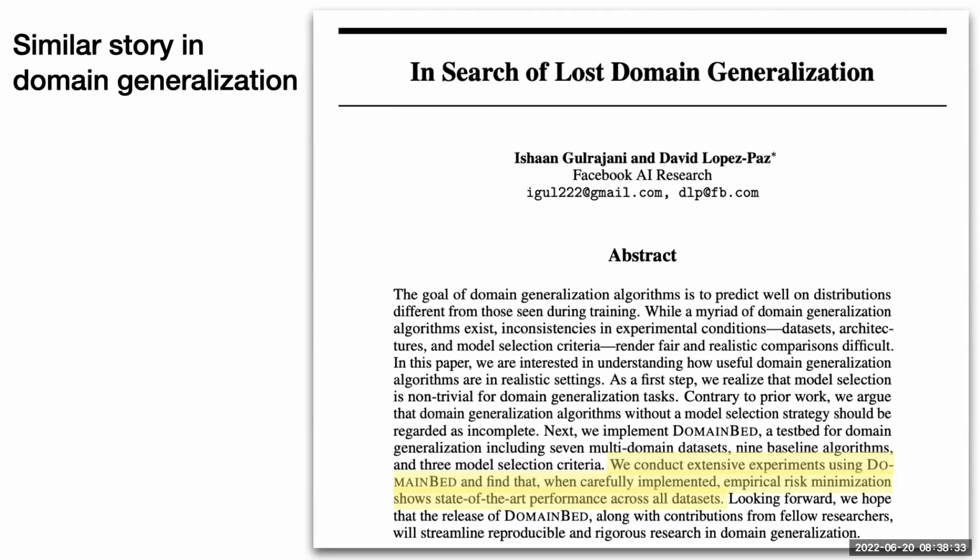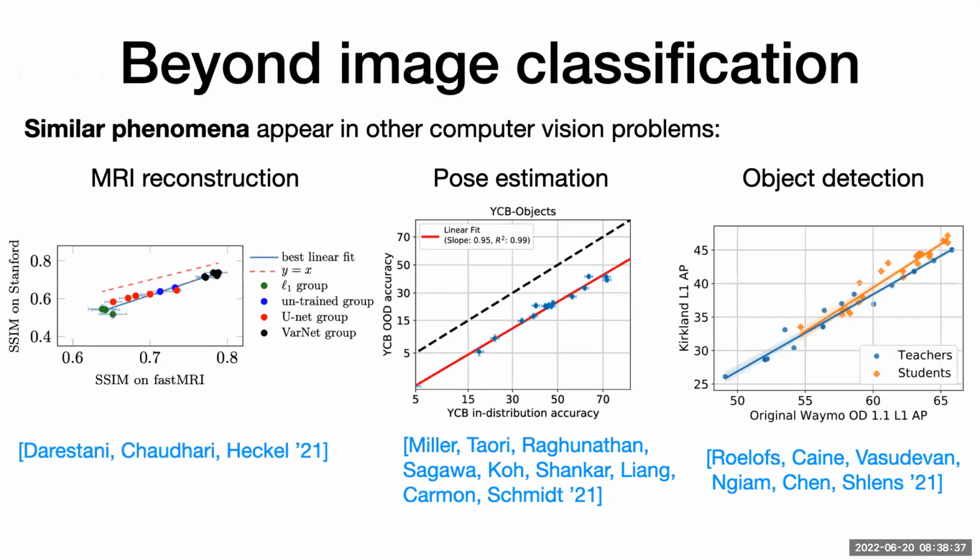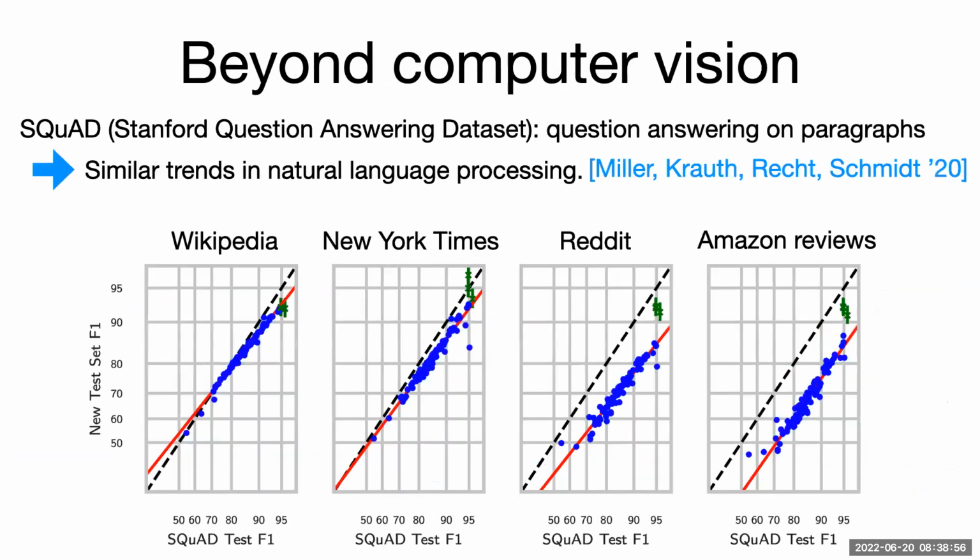And again, they also worked in image classification, and there's a question: what happens once you go beyond image classification? Other researchers have looked at similar phenomena in MRI reconstruction, for instance. We looked at it in the context of pose estimation. Other research, again, looked at it in the context of object detection. Overall, it seems like these trends hold more widely beyond image classification and actually also beyond computer vision.